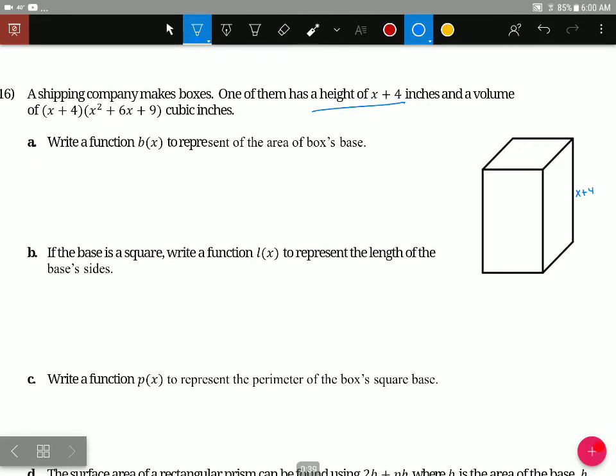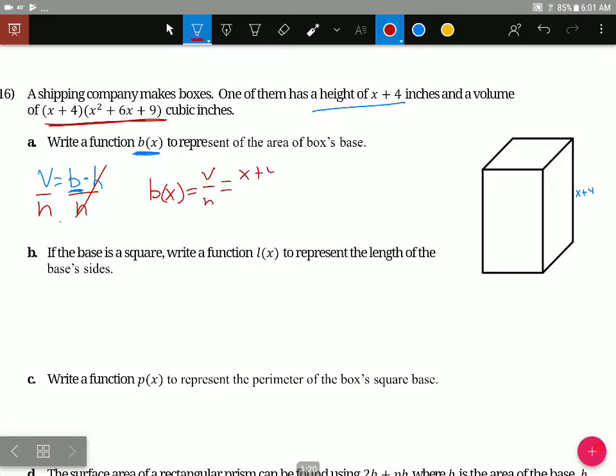So write a function b to represent the area of the box's base. For a geometric cube like this, the volume equals the base times the height. To get the area of the base, we need to divide by the height. All right, so V over H equals B. So in this case, to find the area of the base, we take the volume and divide it by the height.